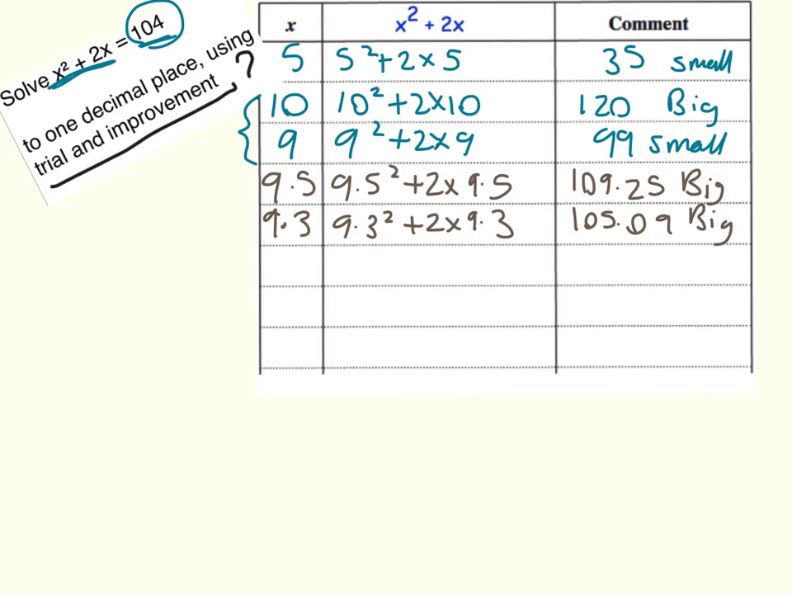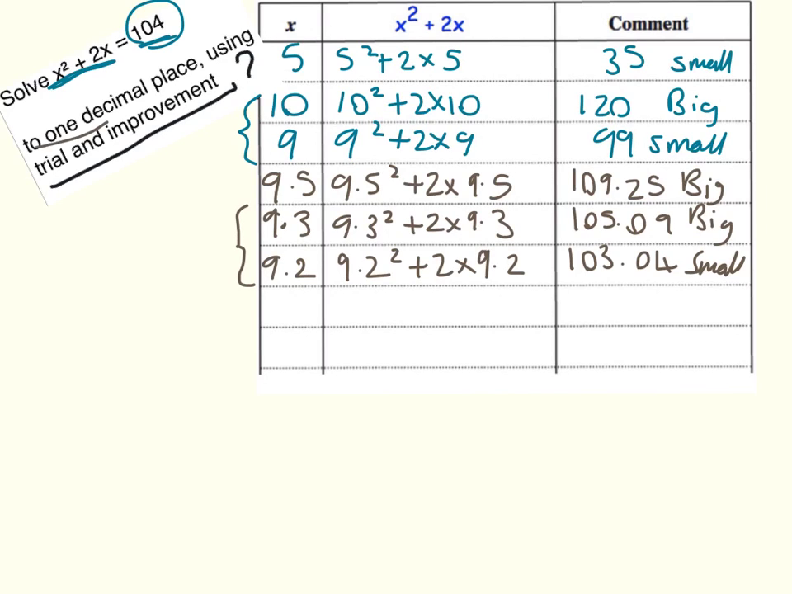And you are allowed a calculator for these. So I'm going to try 9.2. And 9.2 squared plus 2 times 9.2 gives me 103.04, and that's too small. So I now know it's between these two.